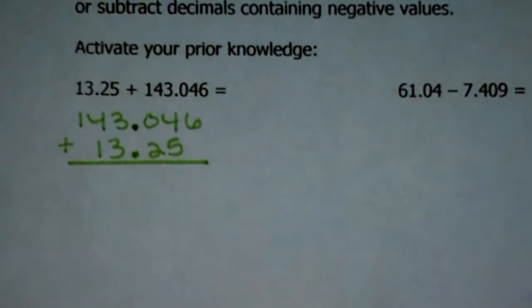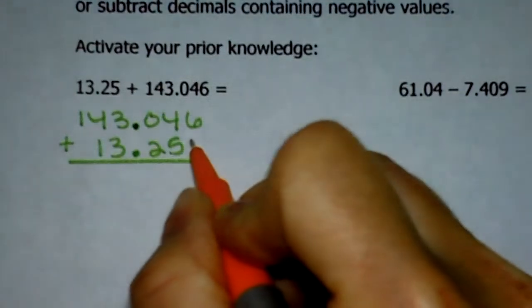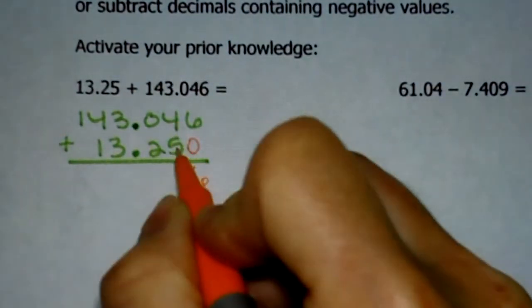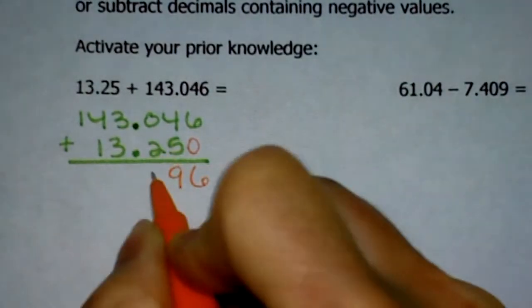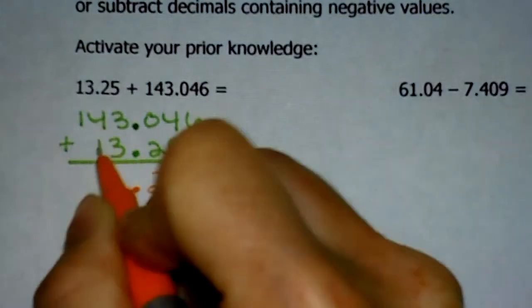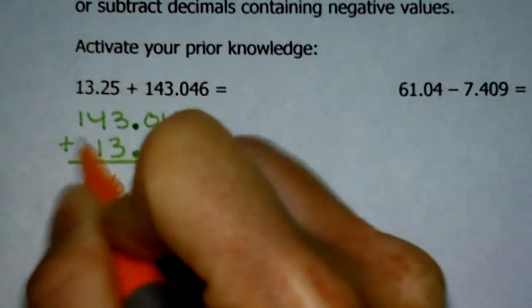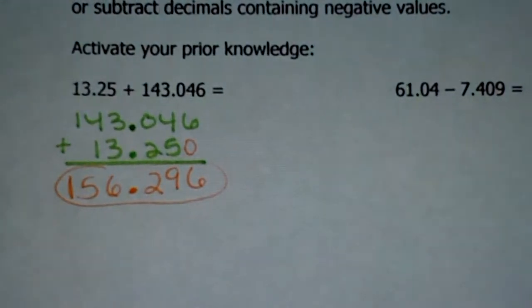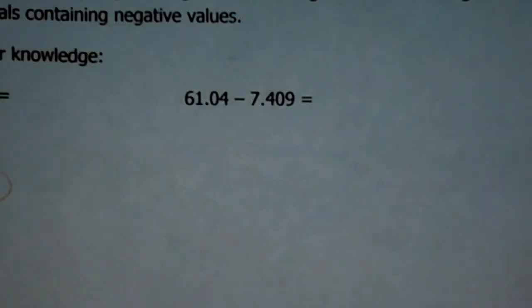Very good. Okay, now we want to go ahead and add these, and we just add these like you did back in the day. Remember, when there's not a value there, it's kind of like there's really a 0 there. And 6 plus 0 is 6. And 4 plus 5 is 9, and 0 plus 2 is 2. We drop down the decimal point. 3 plus 3 is 6, 4 plus 1 is 5, and 1 plus nothing is 1. And you are done.